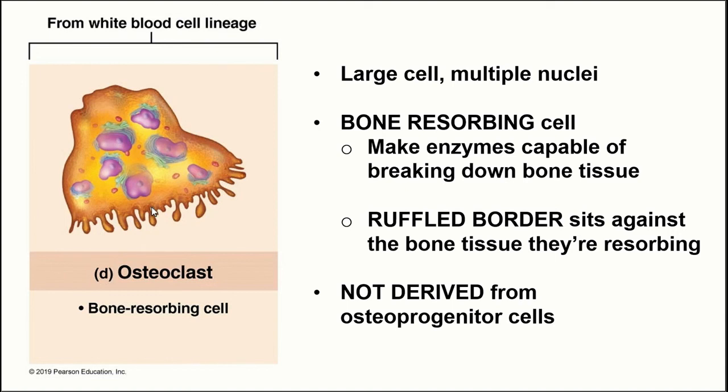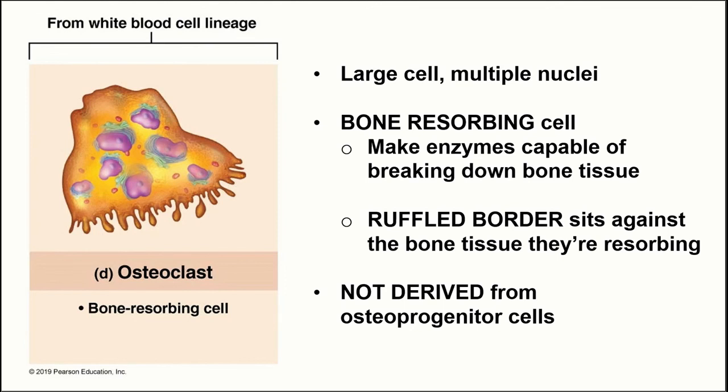And those enzymes are released by exocytosis into the space outside of the cell, where those enzymes will then work to break down the bone matrix that is there. This border here that has these kind of rough edges to it is called the ruffled border, and this ruffled border sits against the bone tissue that they're resorbing, or breaking down. So this ruffled border gives the site of bone breakdown a lot more surface area. So the reason why we have this ruffled border is to increase the surface area against which the bone is being broken down.